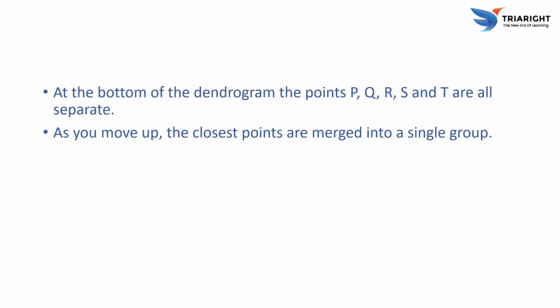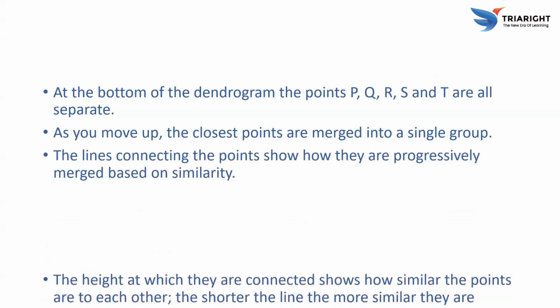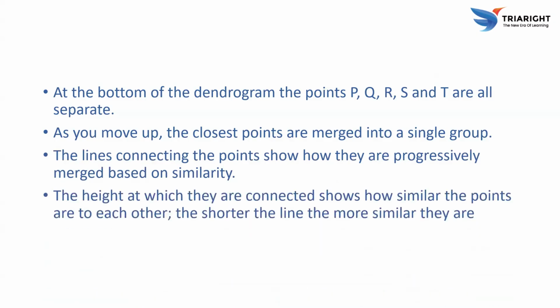So as you move up, the closest points are merged into a single group. The lines connected to the points show how they are progressively merged based on similarities. The height at which they are connected shows how similar the points are to each other. The shorter the length, the more similar they are.